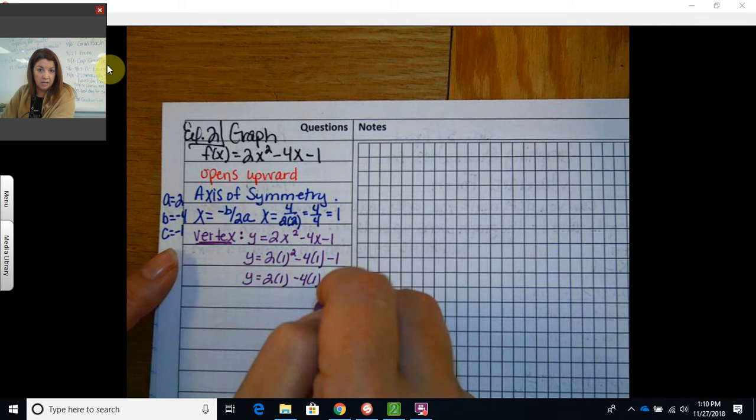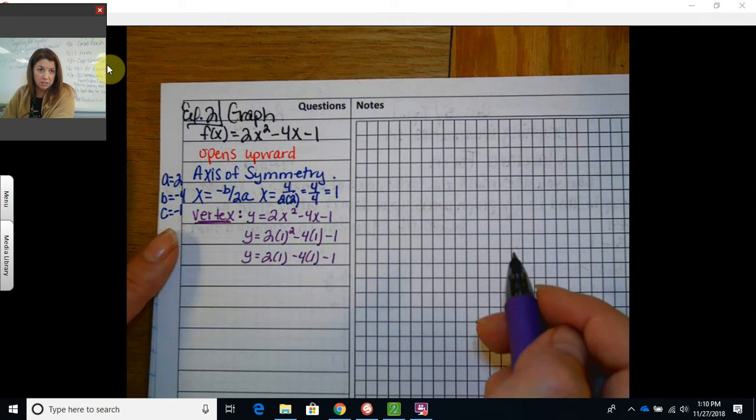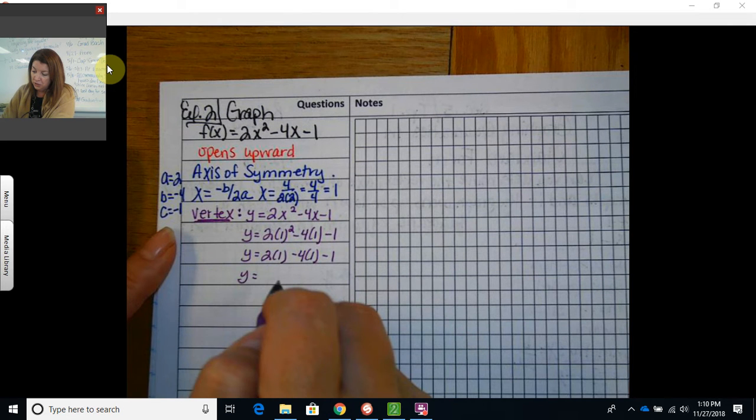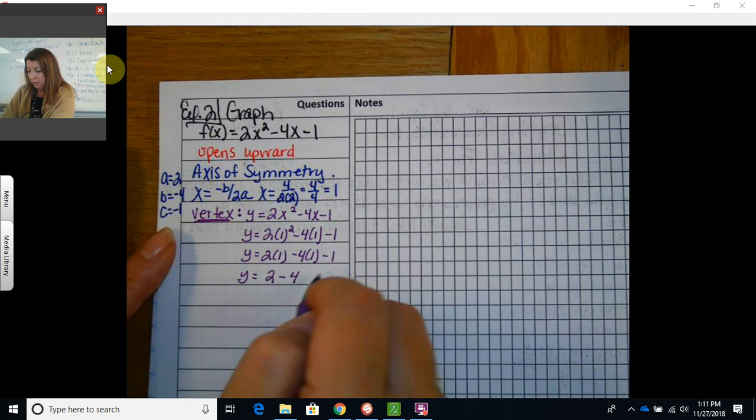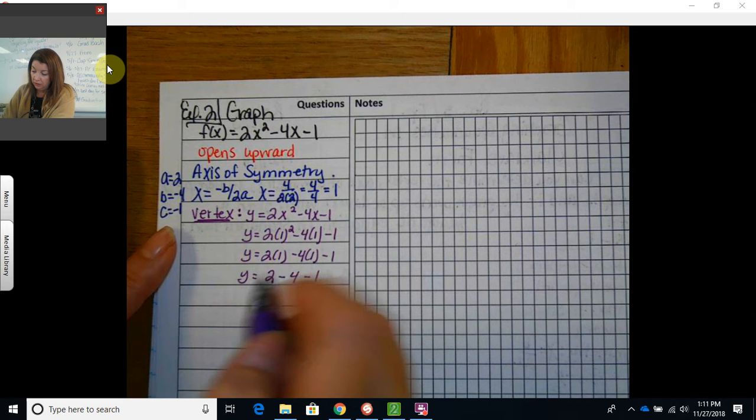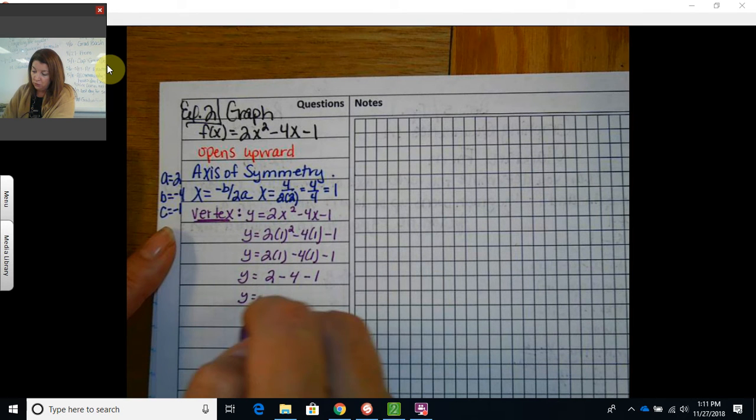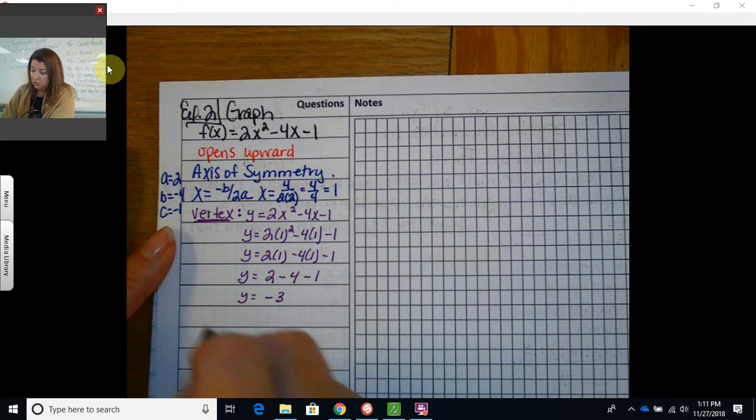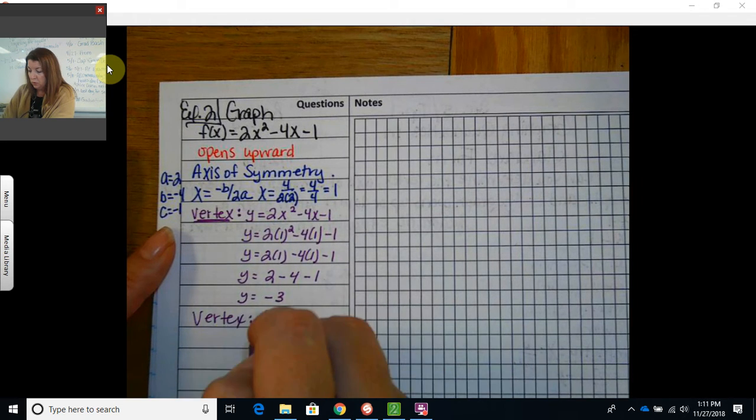Now I've got multiplication and subtraction, so I do multiplication first. So we have y equals 2 times 1 is 2, negative 4 times 1 is negative 4, and bring down, don't forget the minus 1 on the end. Now I have just subtraction, so I'll work left to right. 2 minus 4 is negative 2, negative 2 minus 1 is negative 3. So my vertex is at when x is 1, y is negative 3.